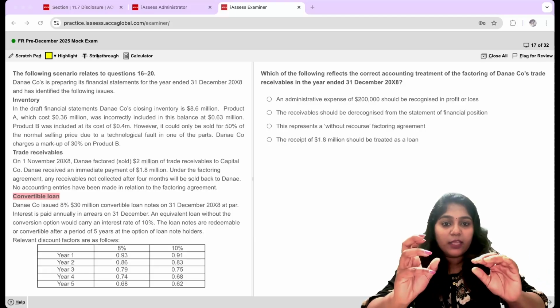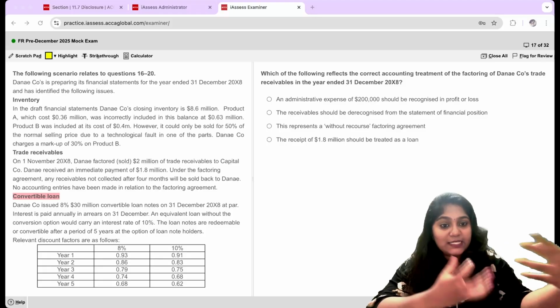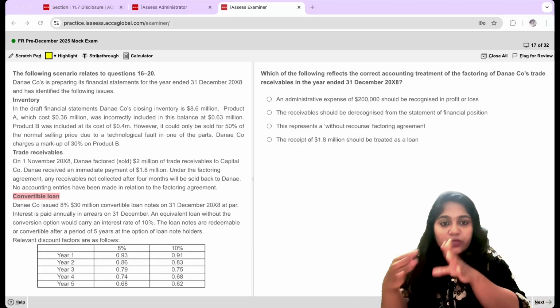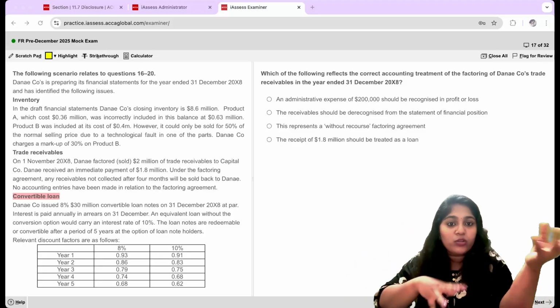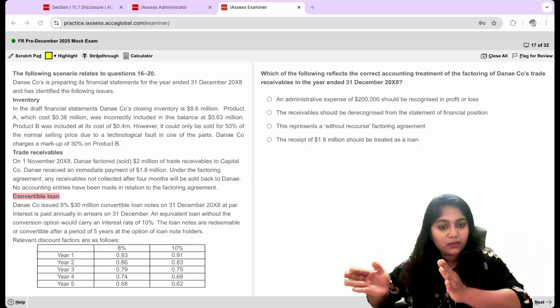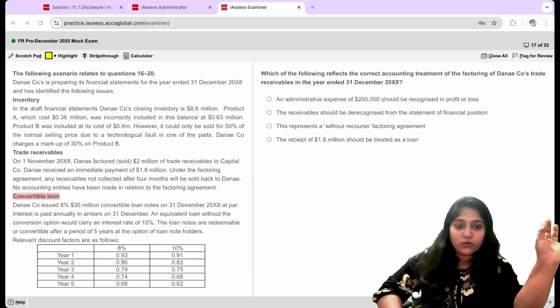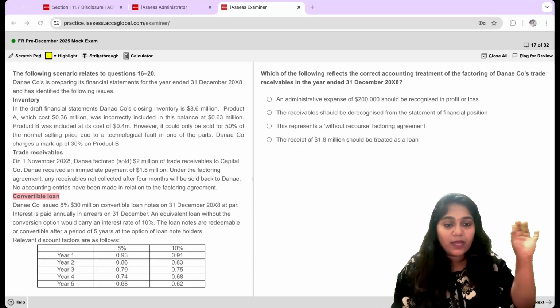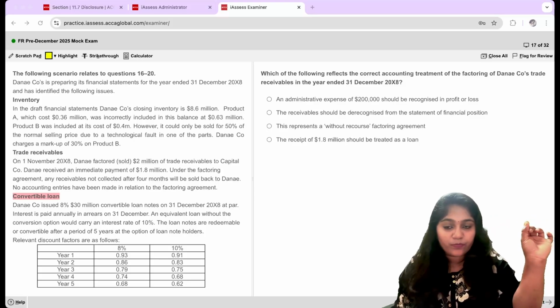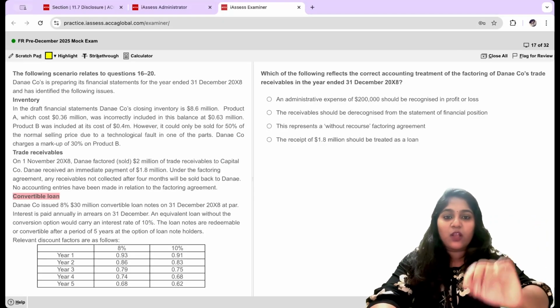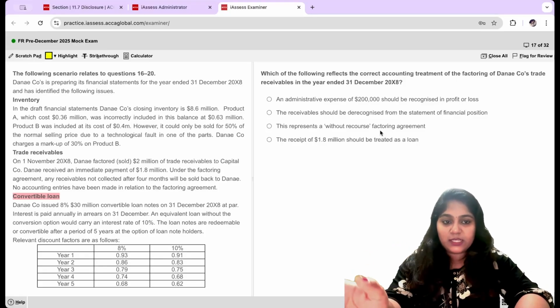So, if the asset is not going to be sold back to you, it is called without recourse. I mean, you can't get it back. That is, if the risk is not transferring back to you, we call it without recourse. Here the risk is going to get transferred back, that we call with recourse. So this is with recourse, hence option C is not the right one.